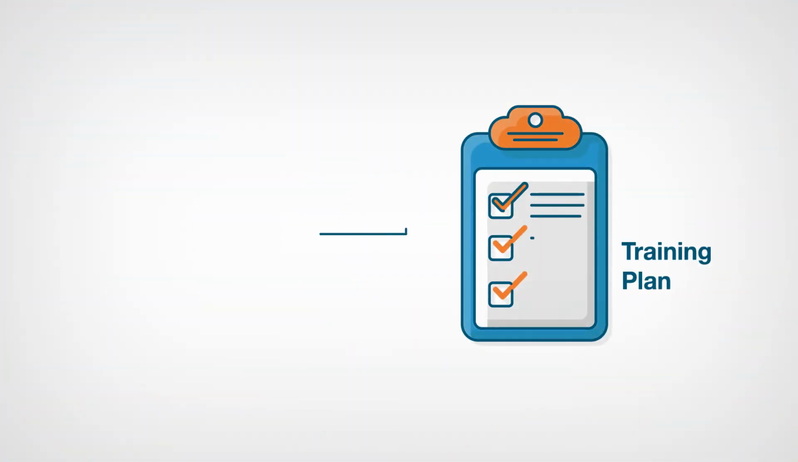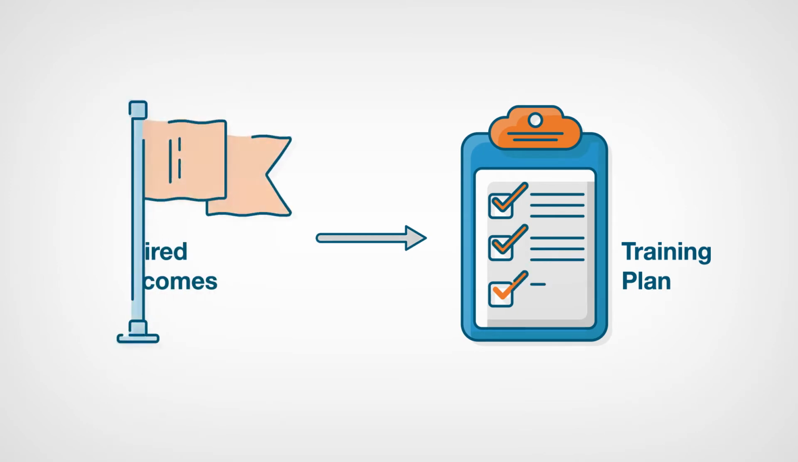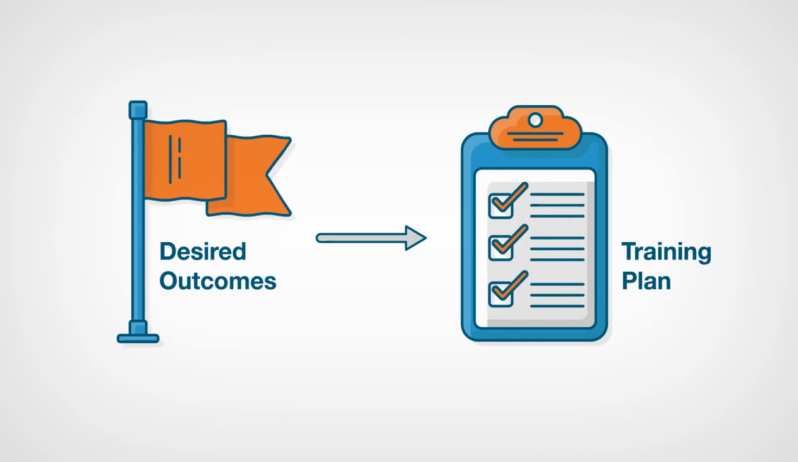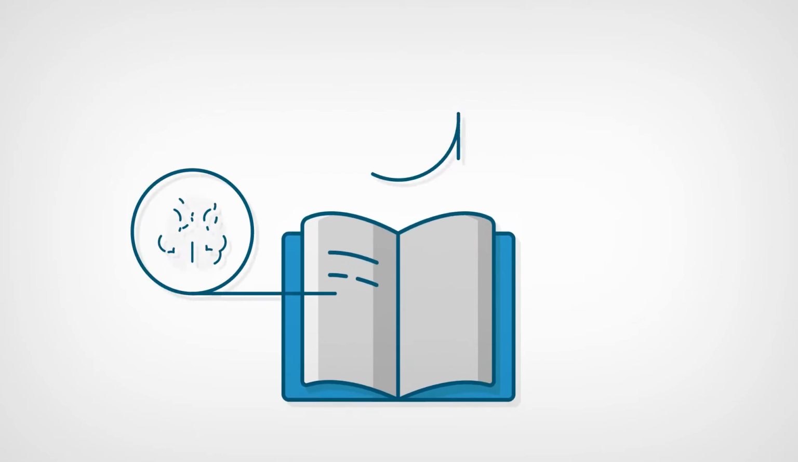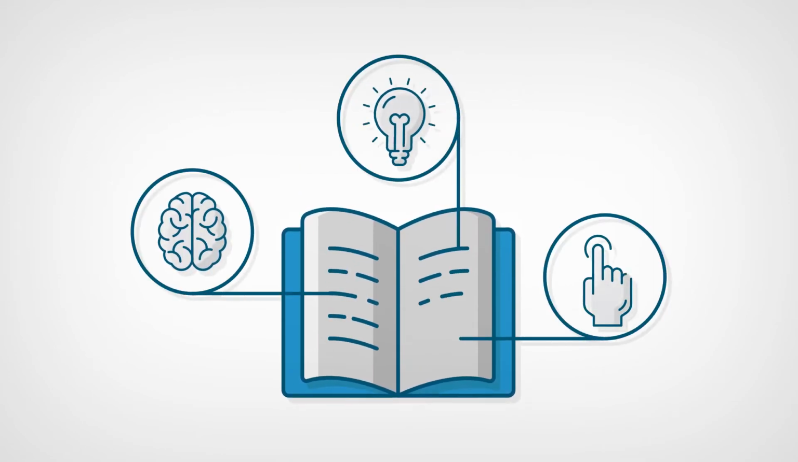Before developing a training plan, it's important to define the anticipated or desired learning outcomes. Bloom's taxonomy and Bloom's revised taxonomy are used in instructional design to organize learning outcomes and assess learner performance in meeting these criteria.